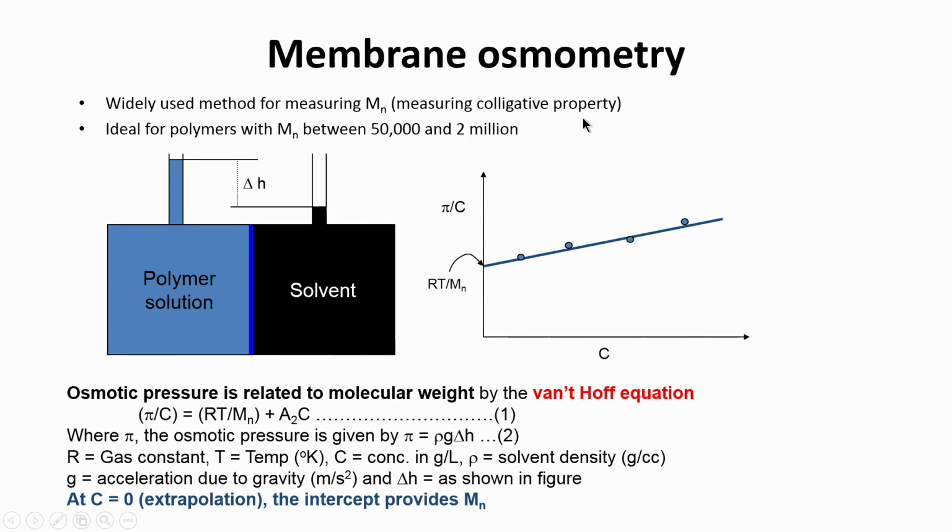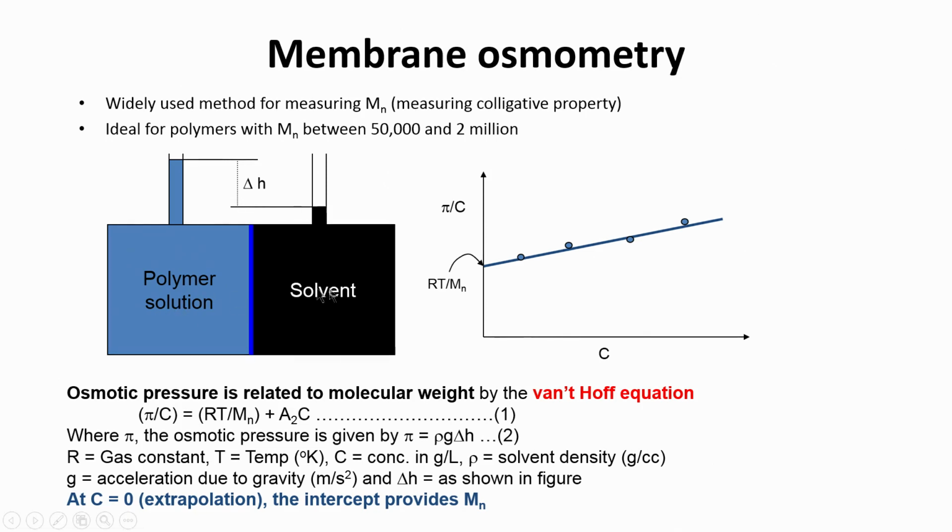Essentially it is a colligative property. It is typically ideal for polymers in a wide molecular weight range, starting from 50,000 all the way up to millions. And it is fairly simple here. All you do is you have two compartments separated by a semi-permeable membrane that will allow the solvent to move through, but will prevent the polymer from moving through. You can measure the height difference, because due to the osmotic pressure, the solvent will try to move into the polymer solution to essentially make sure that the osmotic pressure is not there.